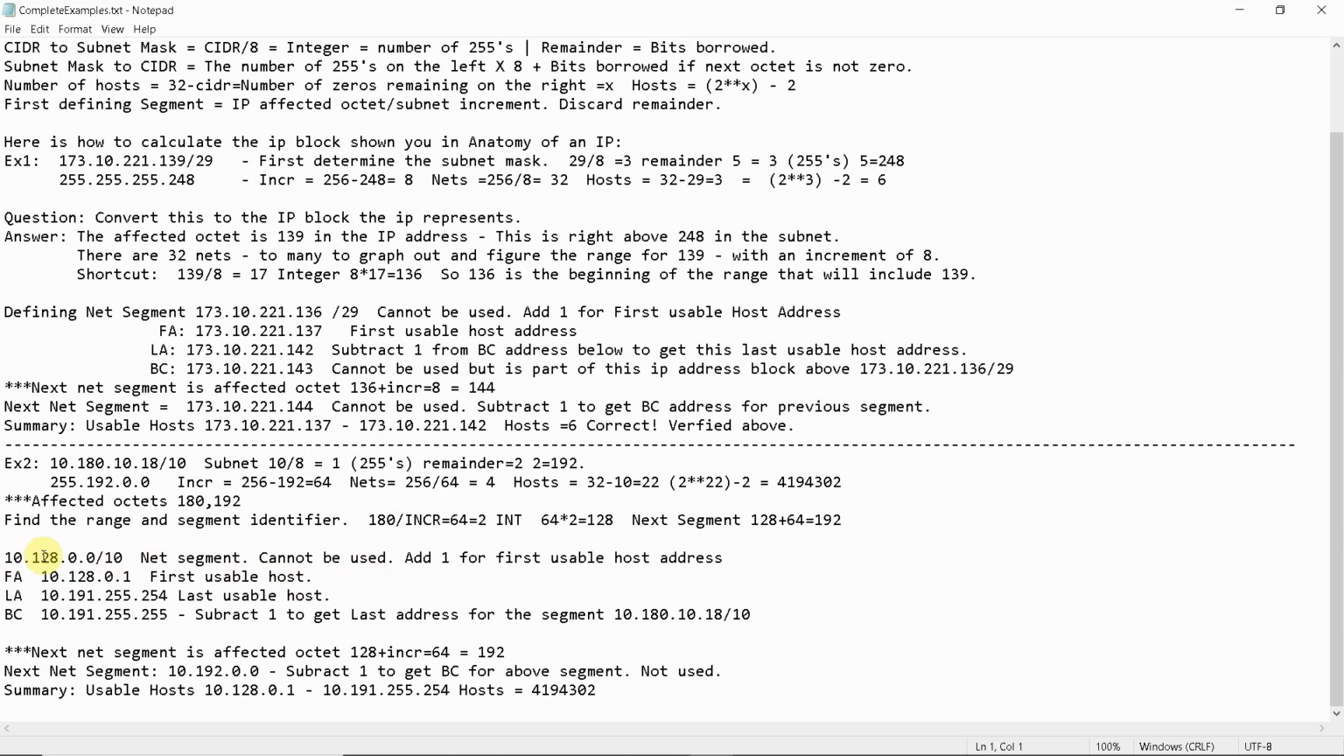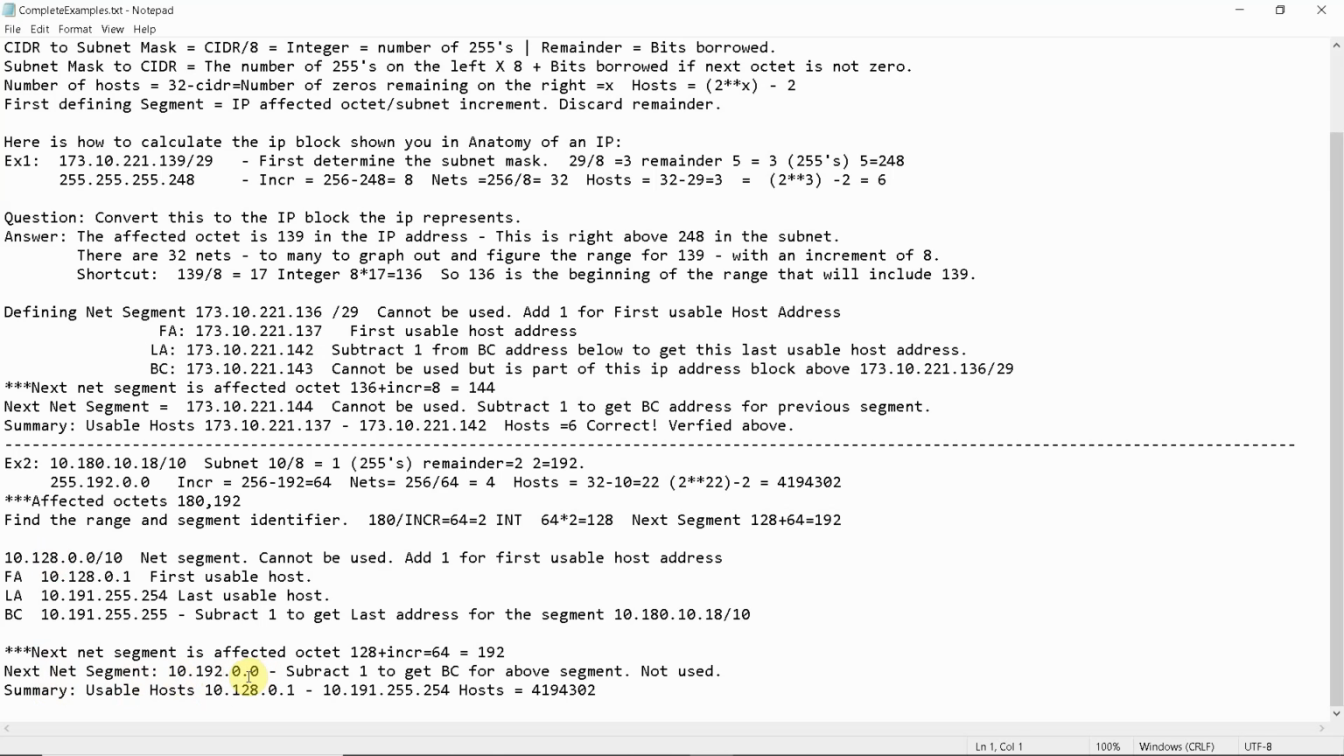Let's go ahead and do the second part of the range. Again, what did we say the increment was? It's 64. Again, the second one over is our active octet. Second one over here, it's changed though. But right here, we've got our first. We take that 128 and we add 64 to it. And the next net segment is 10.192.0.0.